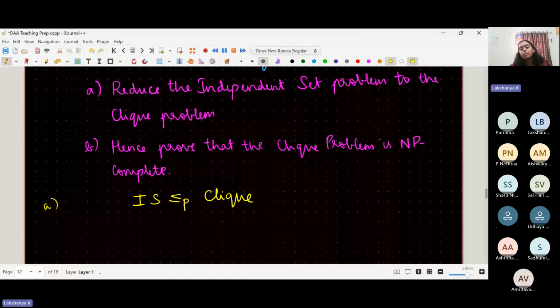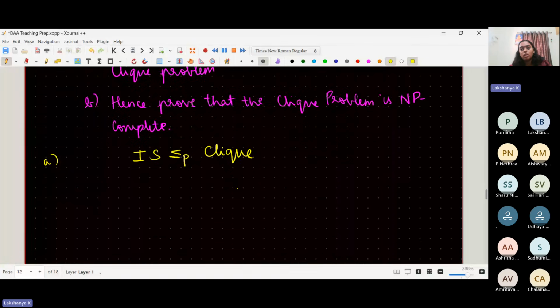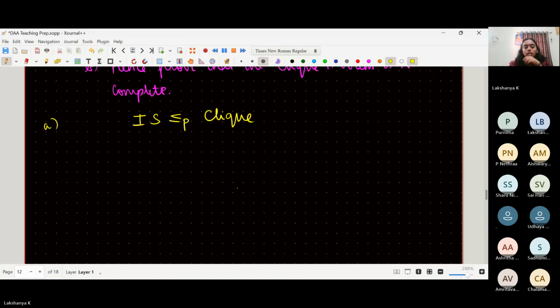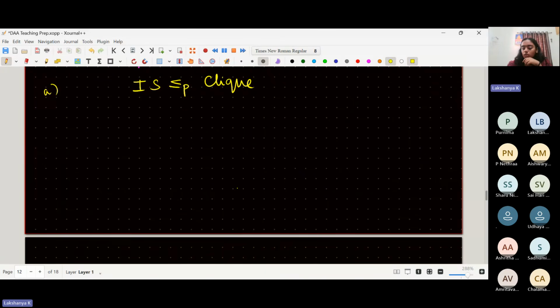What does this mean? You have a black box which can take a graph and give you a clique. Using this, how will you find the independent set for a graph? That's the question. Show that you can find the independent set for a graph using this black box. So do you guys want time to think or do you want me to explain the answer?